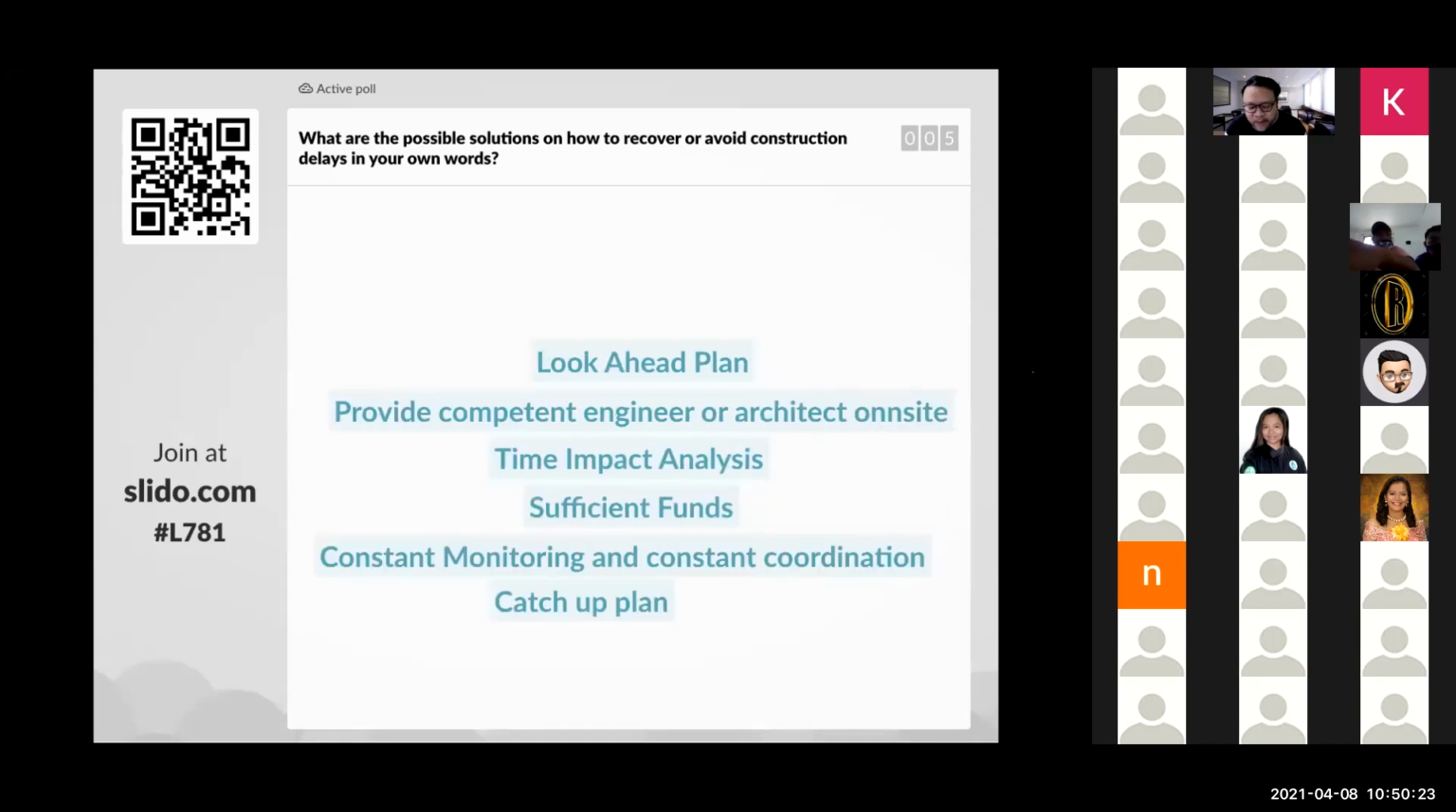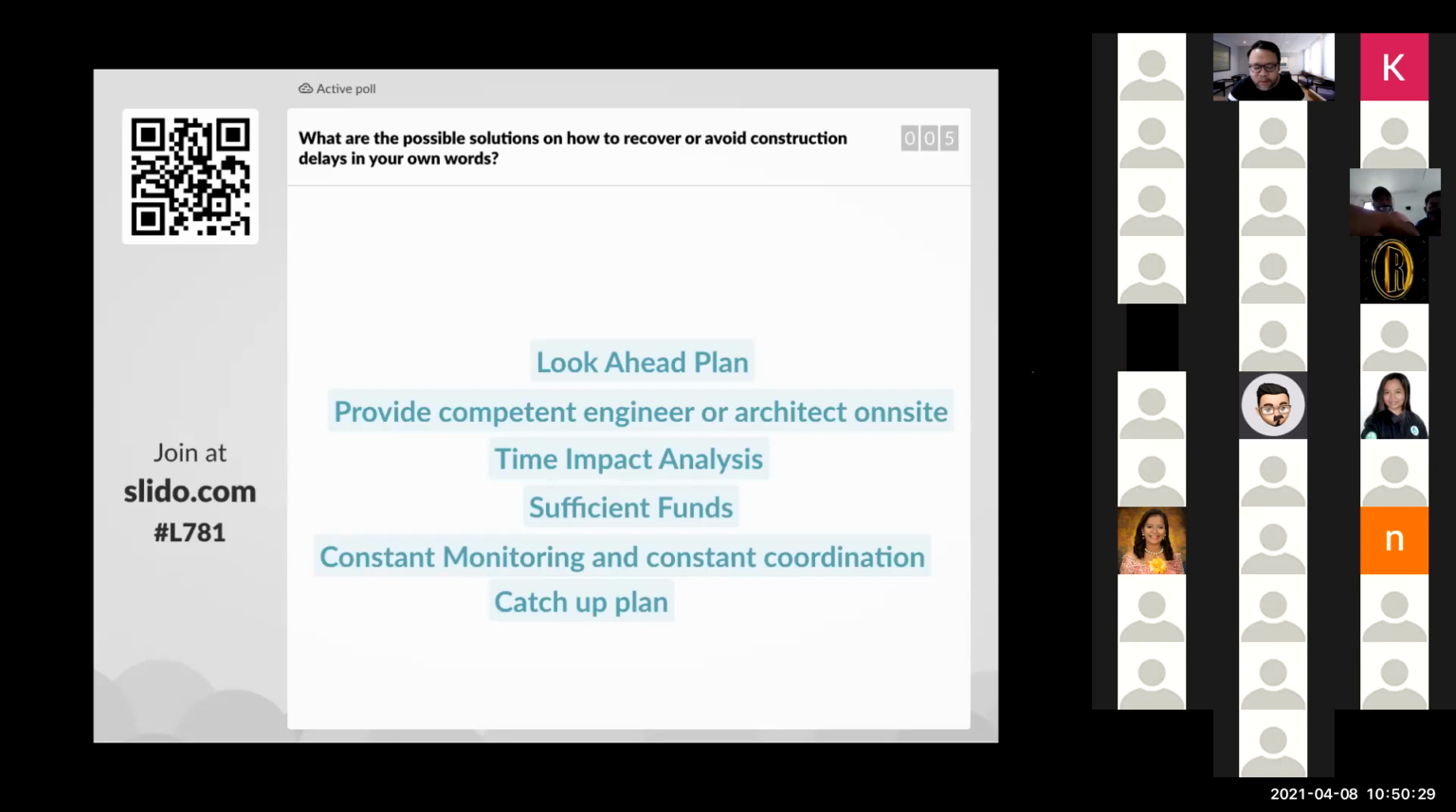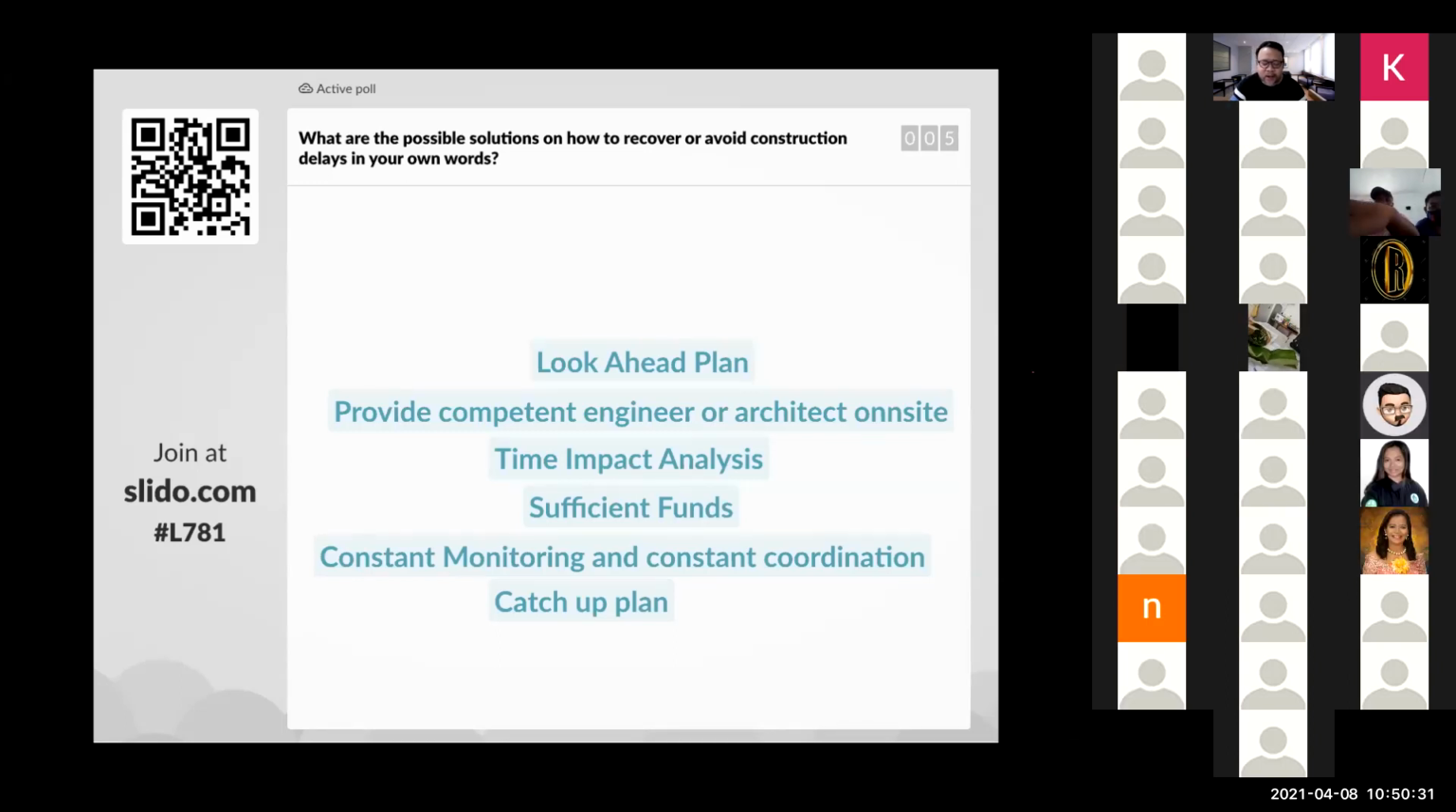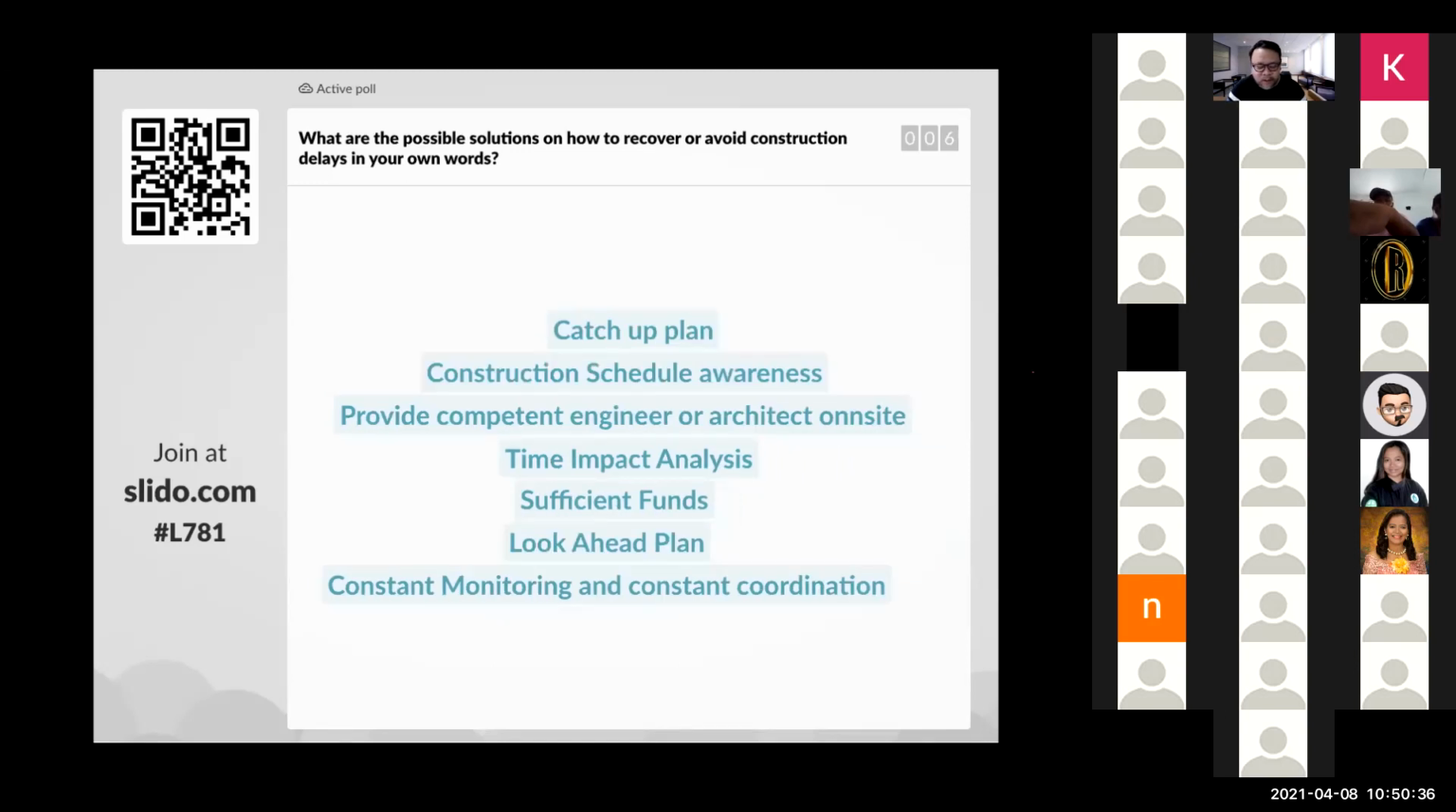Time impact analysis. Okay, pag delay ka, you need to prepare a time impact analysis. Sufficient funds. Of course, pag may pera, hindi na didelay kasi may pambili ka ng materials, no? May pamsweldo. Then constant monitoring. What else? Provide competent engineer or architect on site. Yes, this is a requirement of the contract. You need to provide a competent engineer.